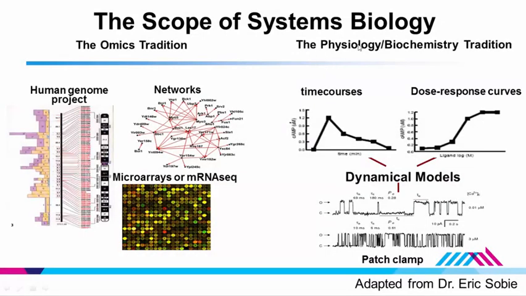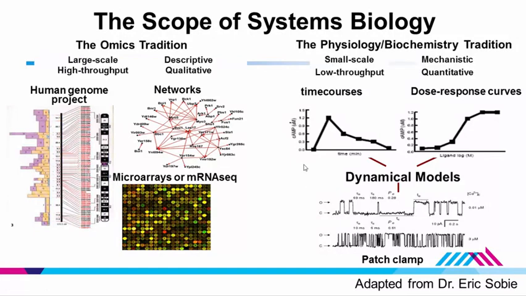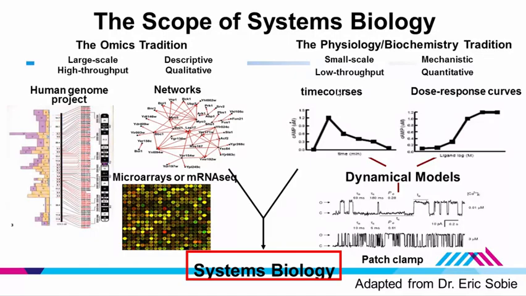At the other end is the physiology or biochemistry tradition that provides us with quantitative data such as signaling and electrophysiology data that can be used to develop dynamical models. Each approach has its own benefits and limitations, with one providing us with large-scale, high-throughput, unbiased data, but at the expense of being descriptive and qualitative. On the other hand, dynamical models can be very mechanistic and quantitative, but they tend to be small in scale and very low throughput. So how do we design a systems biology study?